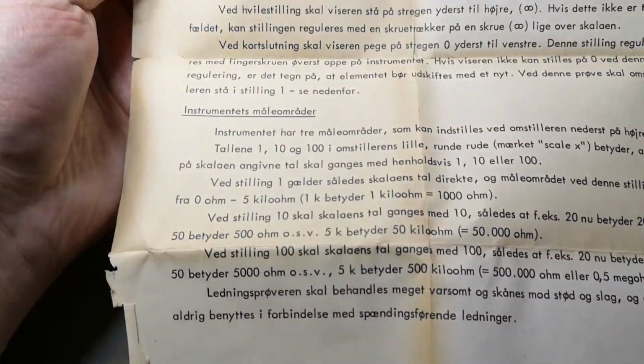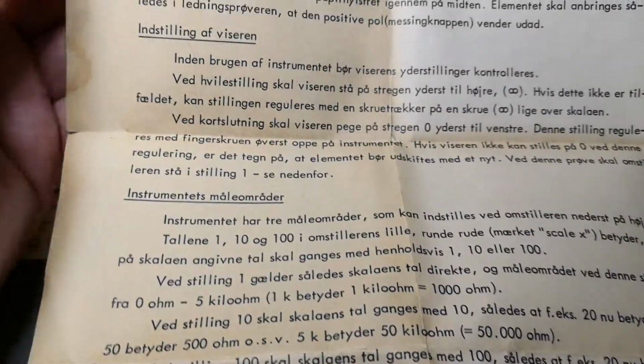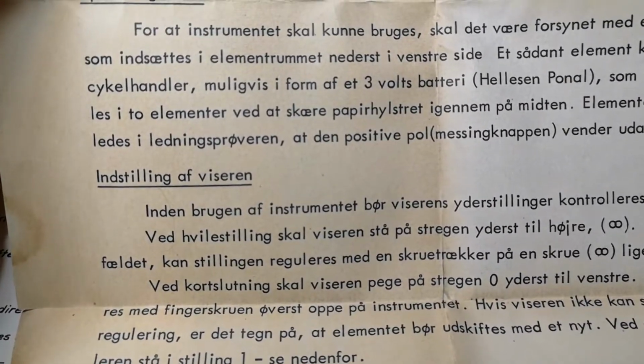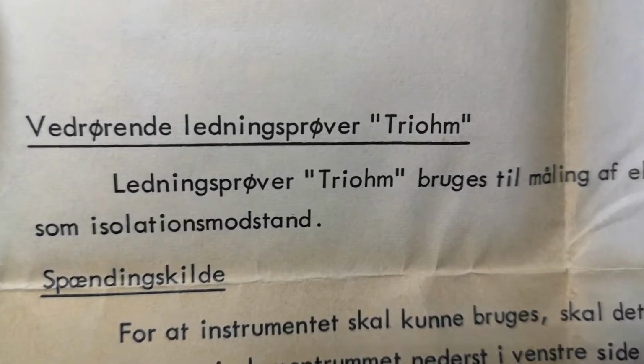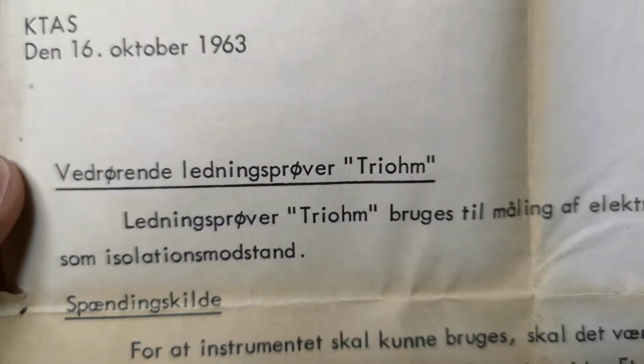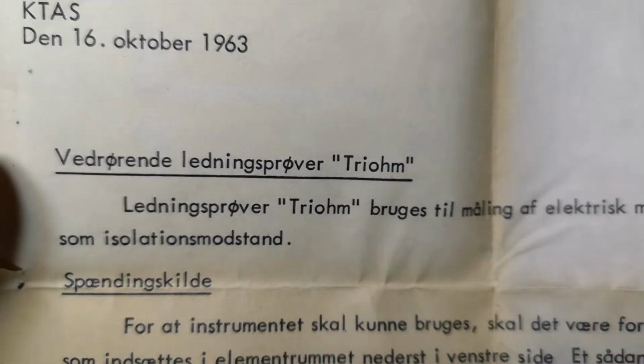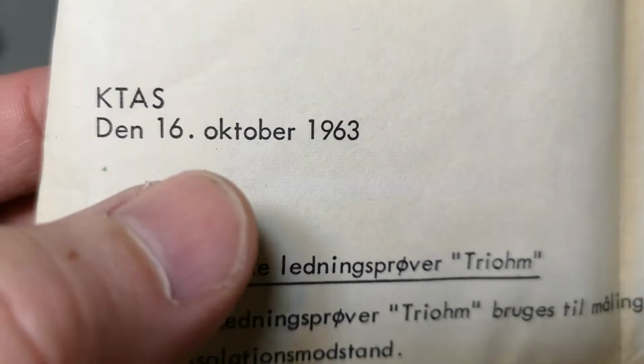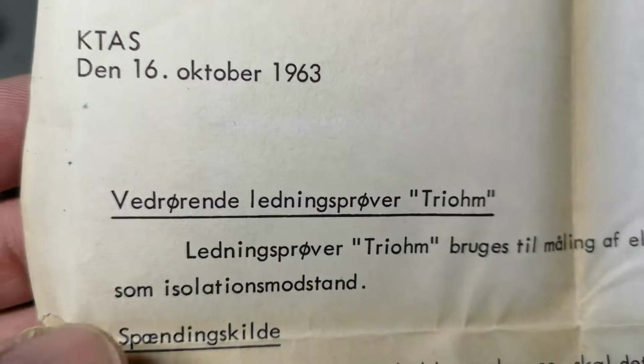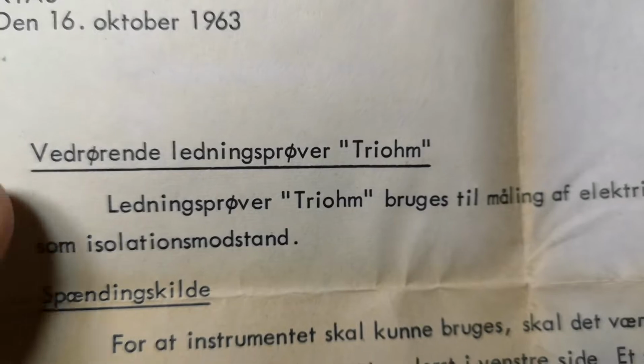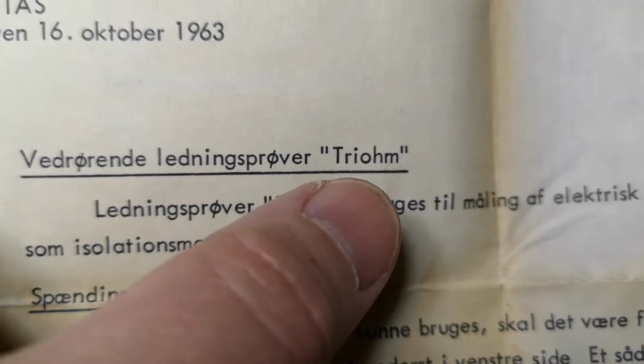Let's see if we can figure out how old this is. Maybe there's something on this paper. Wow, look at that. Yes! What kind of luck is that? This is where they explain every detail. Triohm. Ooh. So this is what it's called. So this is from 1963. So this is a wire tester called Triohm.